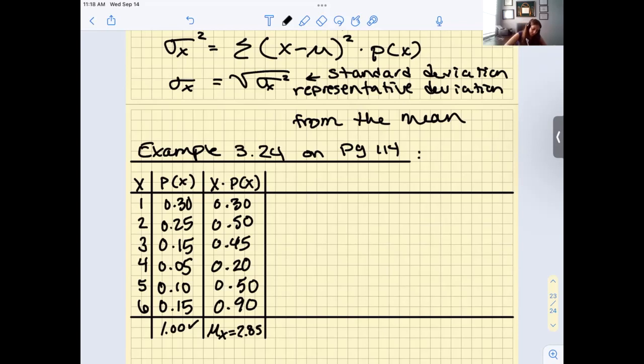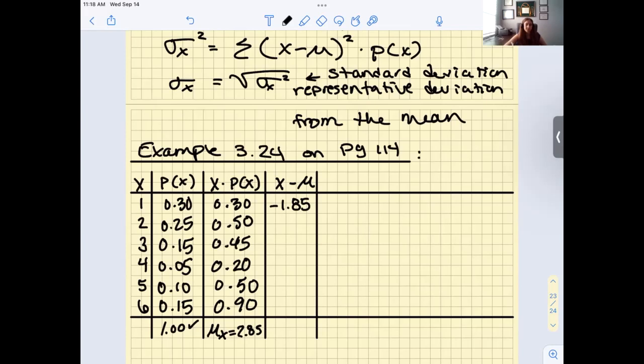Your next column you're going to do is take each individual value and see how far away they are from the mean that you just calculated. For example, 1 minus 2.85 is negative 1.85. So it is to the left of the mean by 1.85.